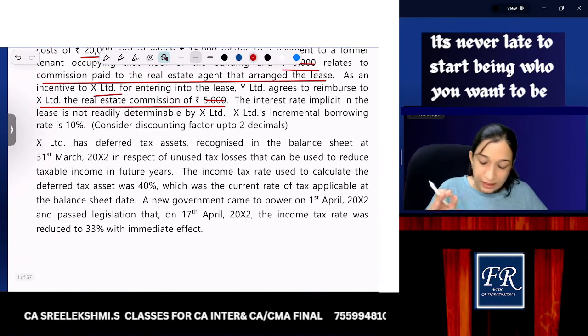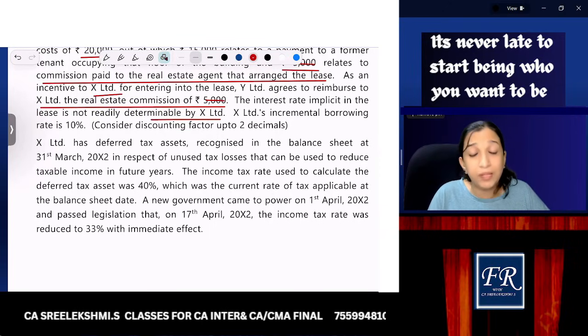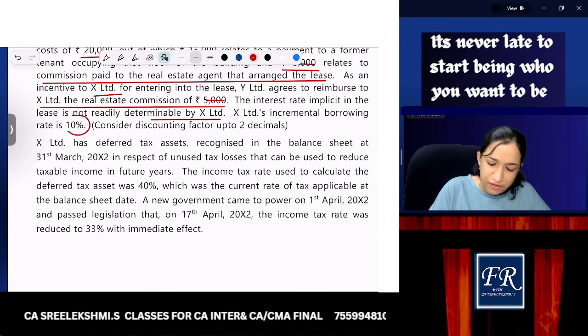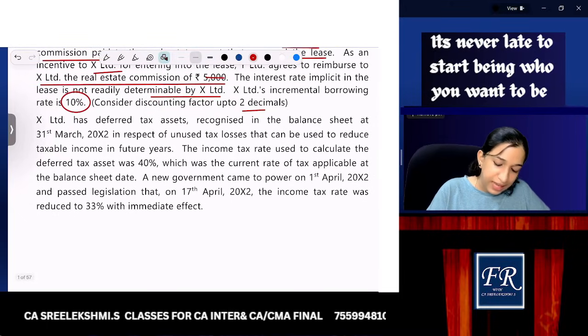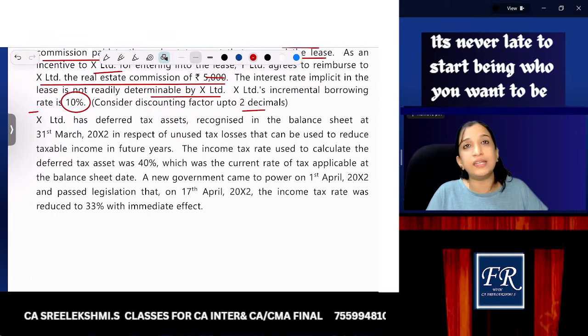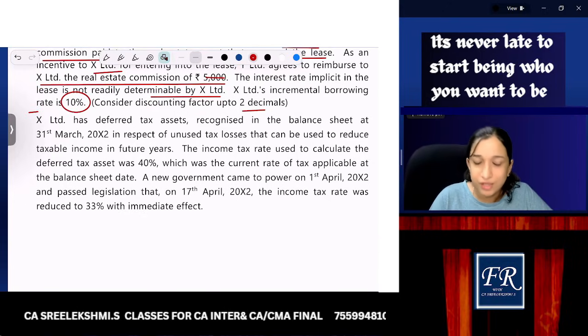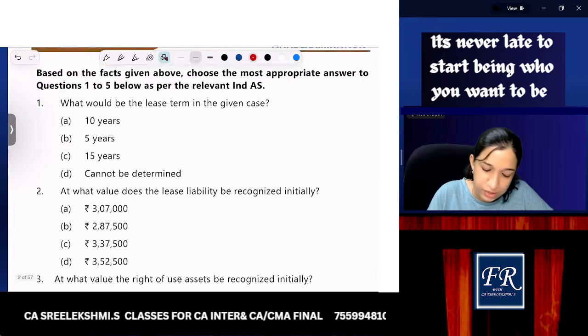The interest rate implicit in the lease is not readily determinable by X Limited. So IRR is not available. IBR is fine, 10%. Consider discounting factors up to 2 decimals. Now, X Limited has deferred tax asset. See, listen, in an MCQ case scenario, there will be multiple Ind AS. So the next information is starting with deferred tax asset. For the time being, don't read this. Let's find out what the MCQs are here.